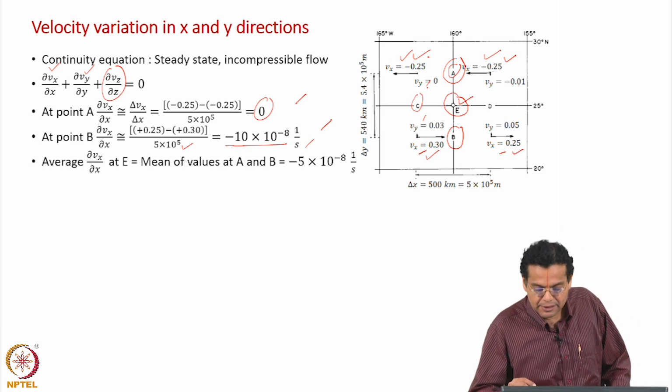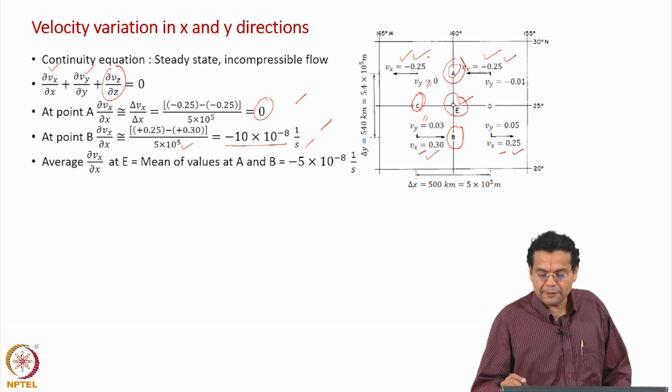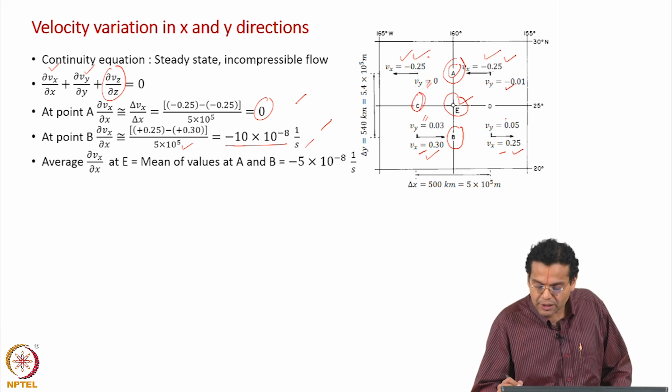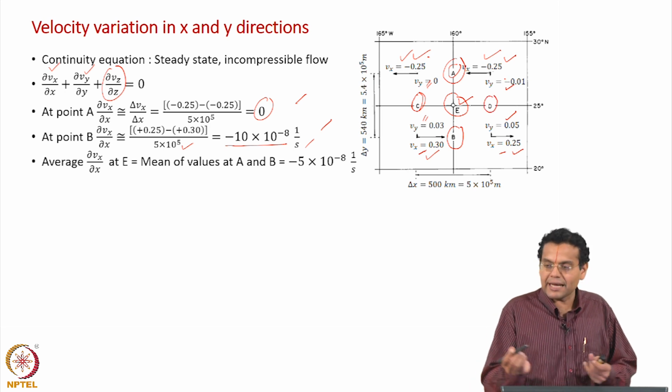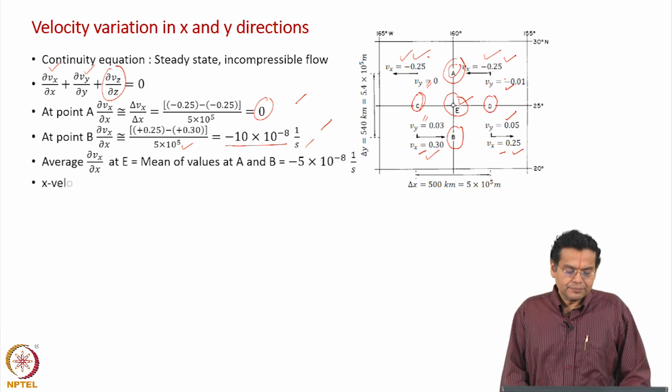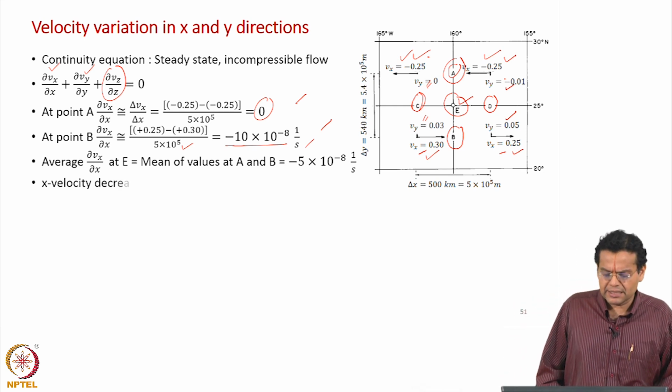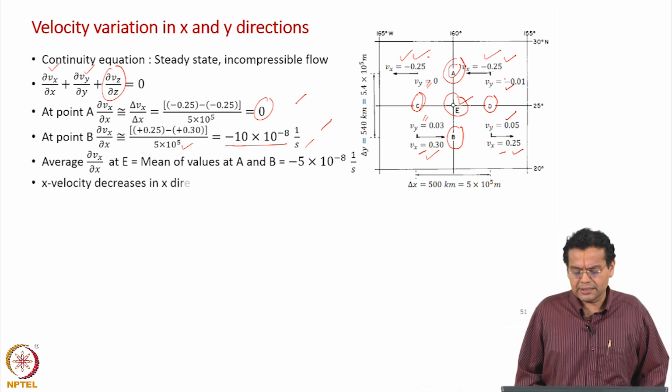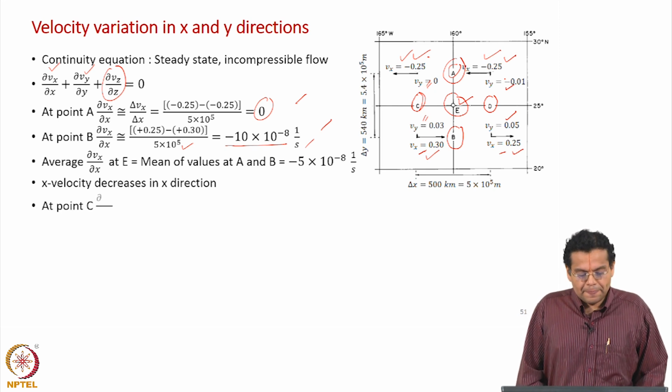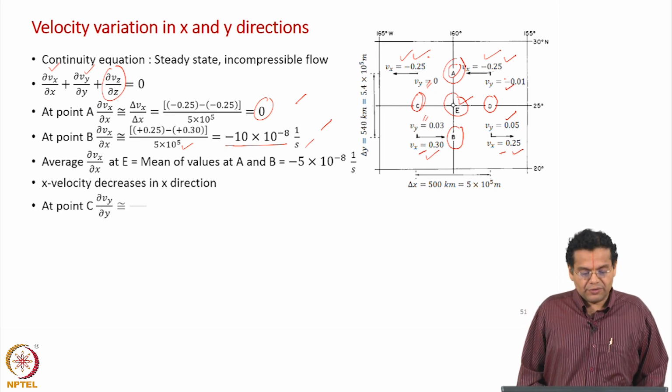So, I take these 2 velocities, find out ∂vy/∂y at C. Similarly, take these 2 velocities, y velocities, find out ∂vy/∂y at D, then take average. Okay, let us do that. Of course, the x velocity decreases, it is negative, so it decreases in the x direction. Yes. Okay, let us proceed to the y derivative, ∂vy/∂y at point C.